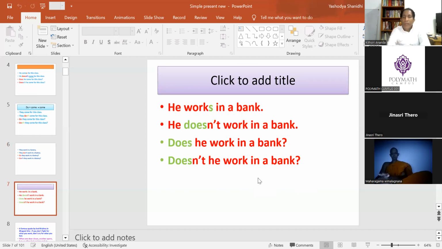When you say that he works in the bank, maybe he is working in the garden right now. Maybe he is doing something at home right now. But when you say that he works in a bank, you mean that he is employed in the bank. That is the usual place of his work. Negative: he doesn't work.